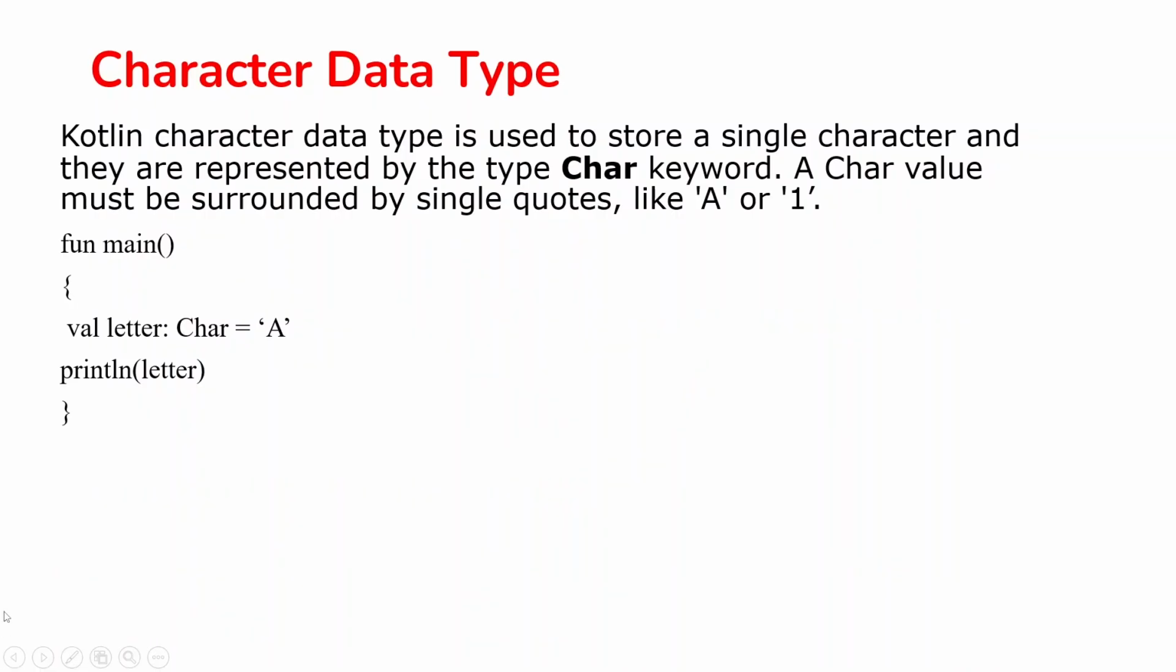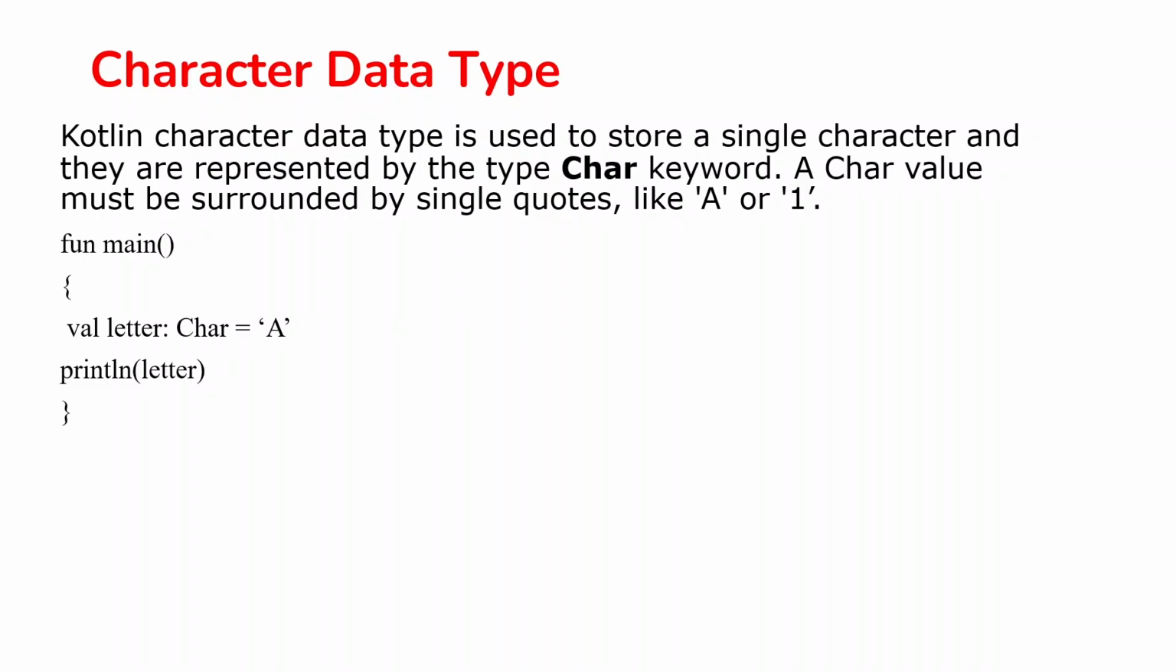Kotlin character data type is used to store a single character. If we want to store a single character, then we use the char data type, and they are represented by the keyword char. A char value must be surrounded by single quotes, like 'a' or '1'.